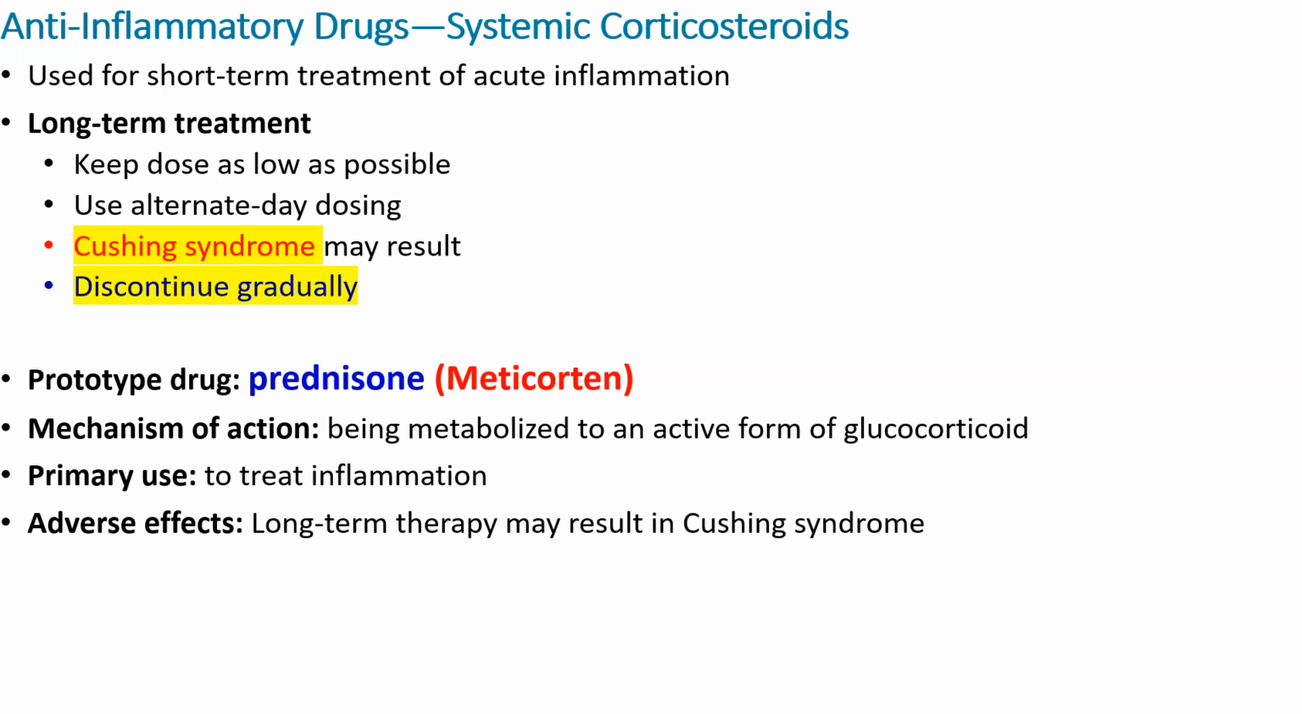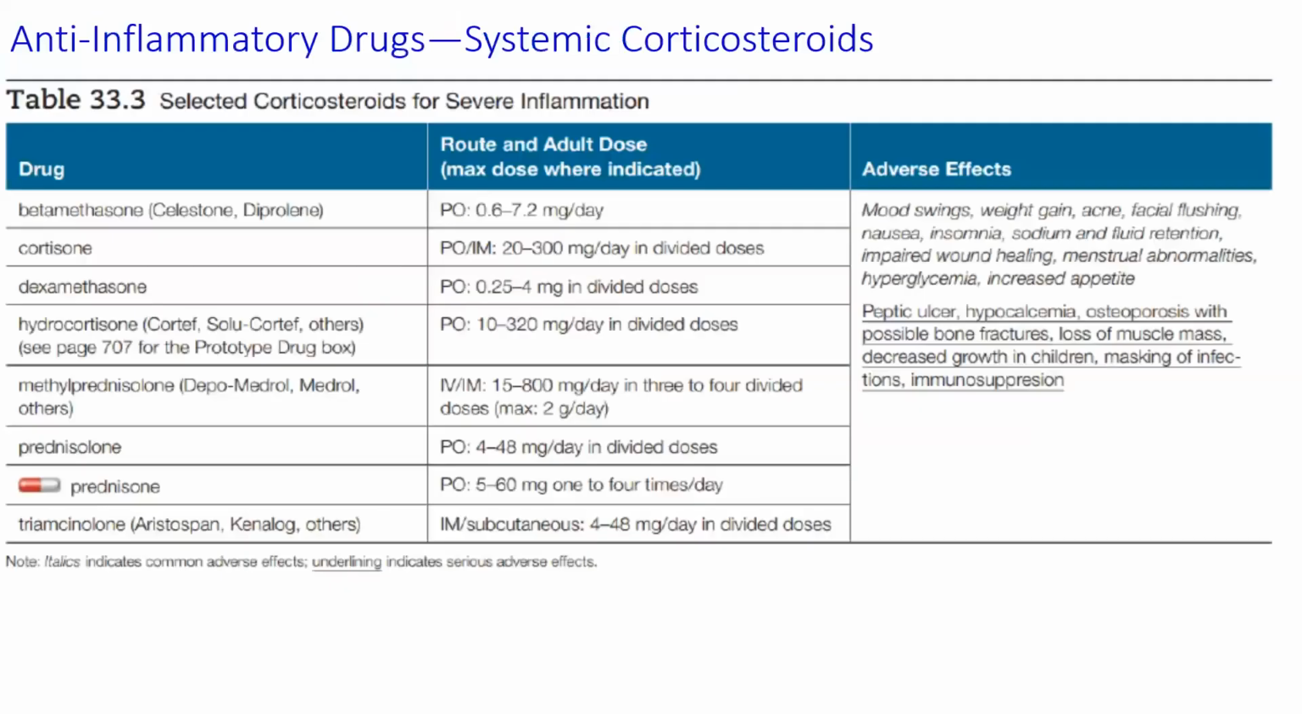So prednisone is the prototype for steroids or corticosteroids. There are different forms of the corticosteroid. We have betamethasone, cortisone, dexamethasone, hydrocortisone, methylprednisolone.